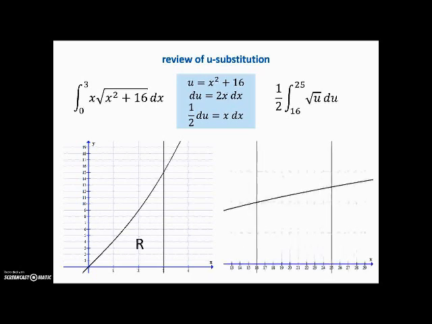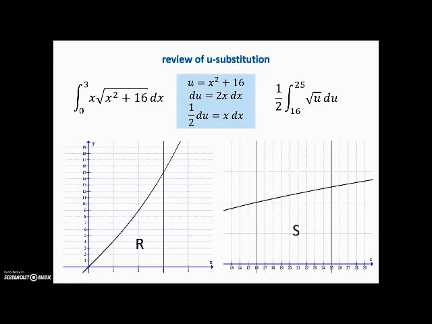And then here we have the graph of 1/2 square root of u from 16 to 25. The area of region S is the value returned by that second integral, and of course these two values will be the same, and so the area of R and the area of S are equal.